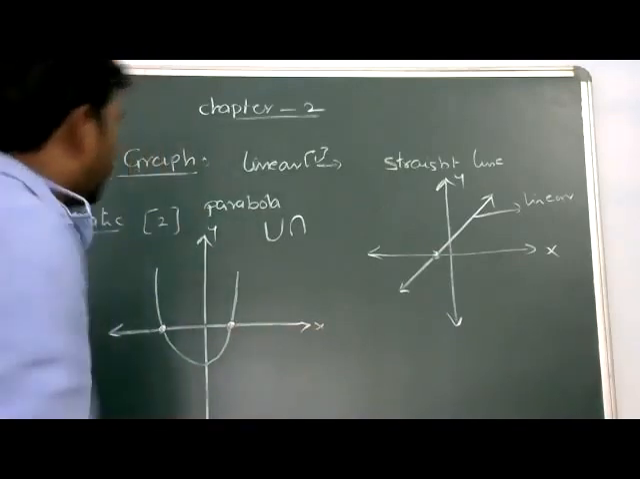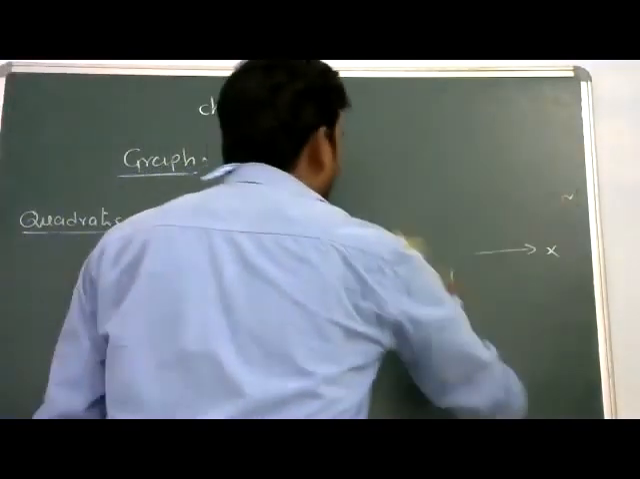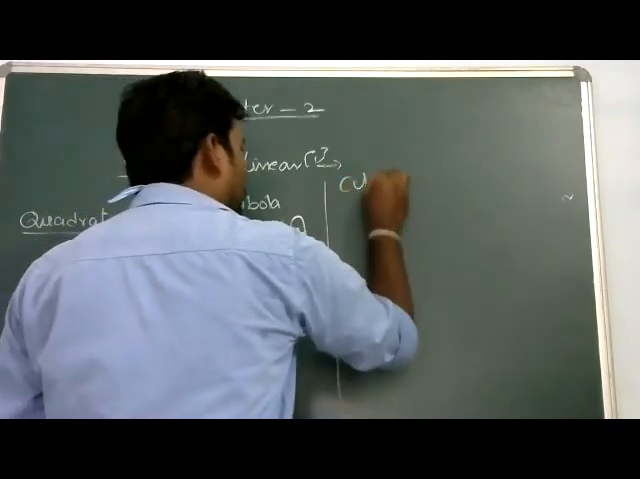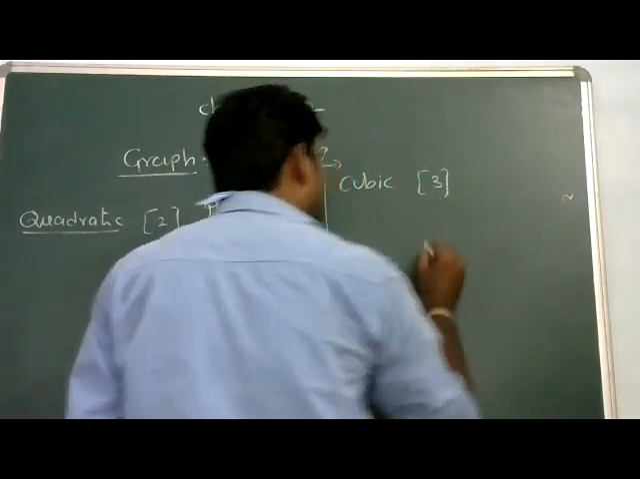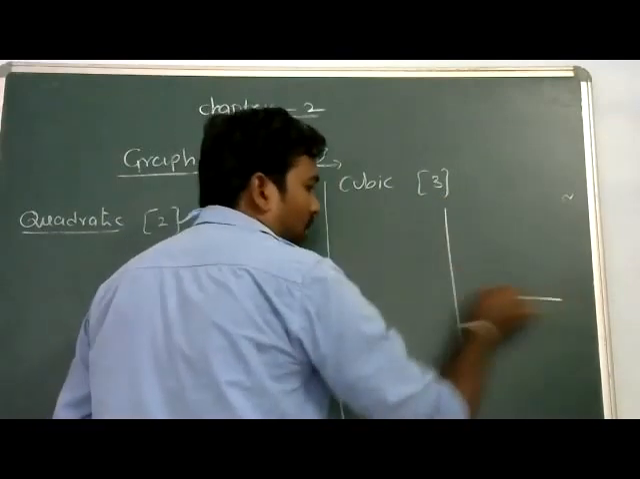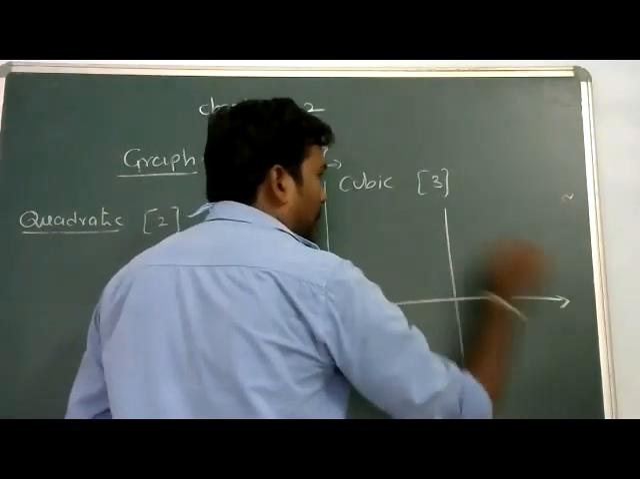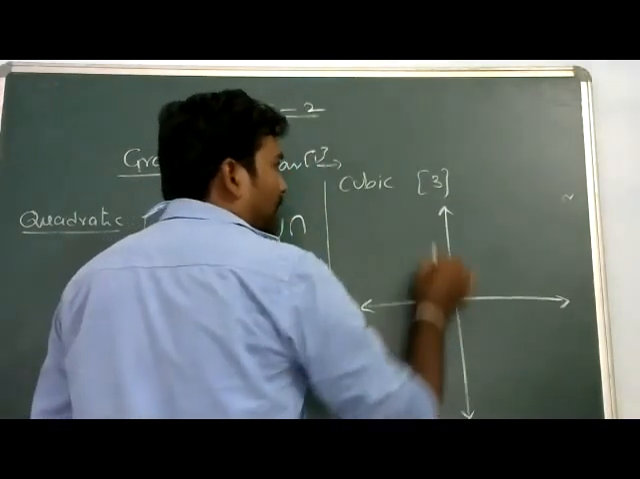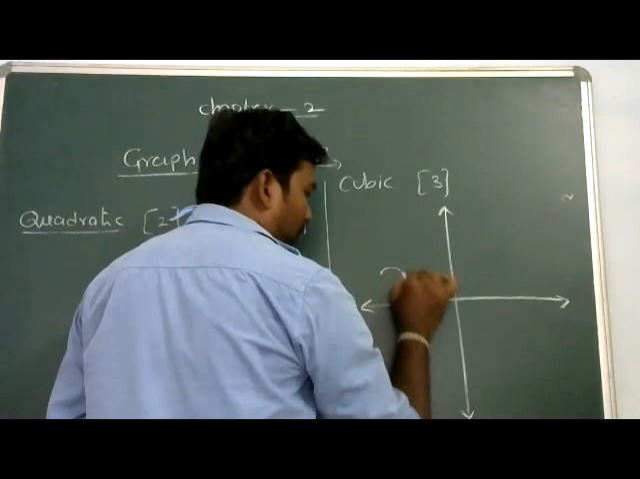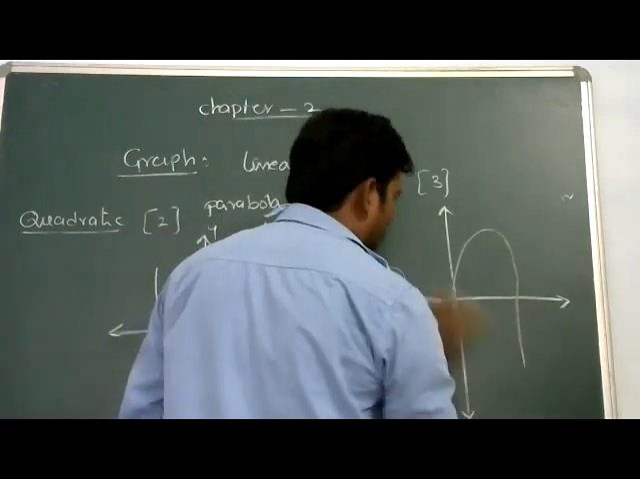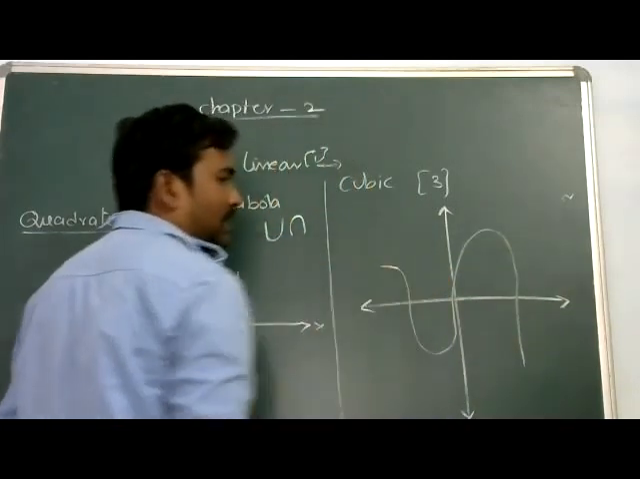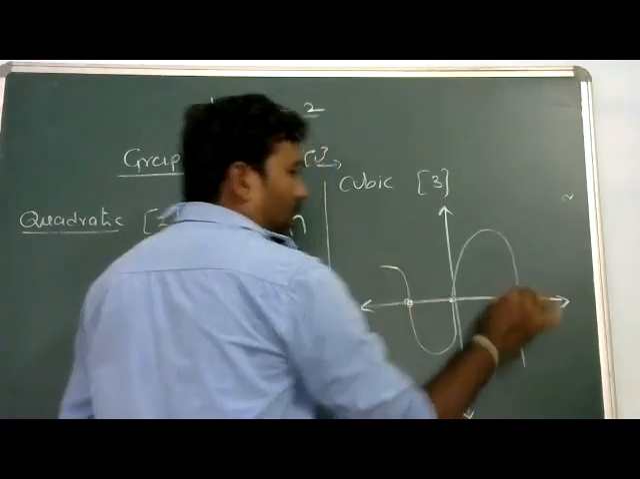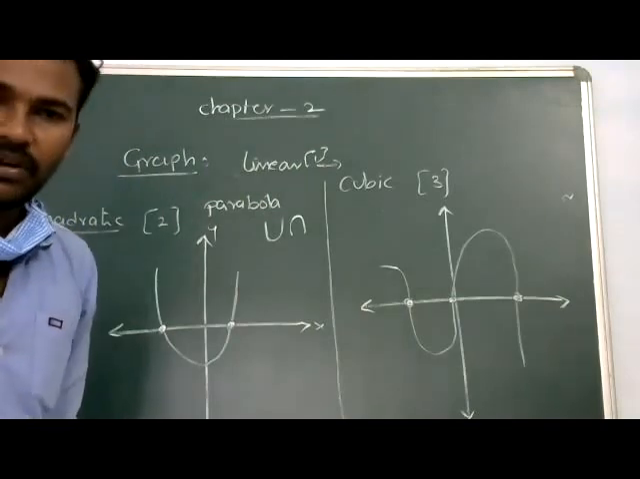Then comes the cubic polynomial. How many zeros? 3. What is its degree? 3. Then you can draw the x-axis and y-axis. Cubic polynomial means 3 zeros, so it will intersect the x-axis 3 times. This is 1, this is 2, and then this is 3. Biquadratic means 4 times.